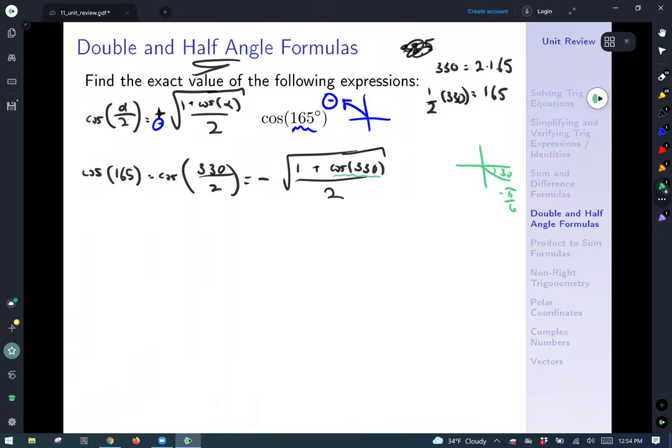Note here that if we had chosen the plus or minus based on this 330 angle, we would have chosen positive out there and we would have been wrong. So always choose with respect to that original angle. That's an important distinction.